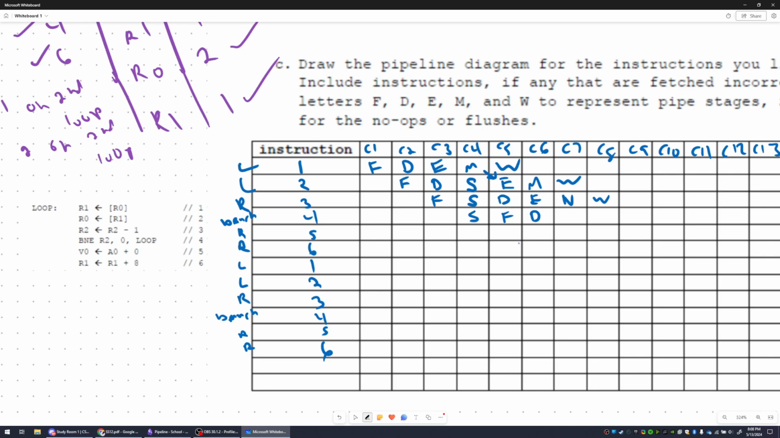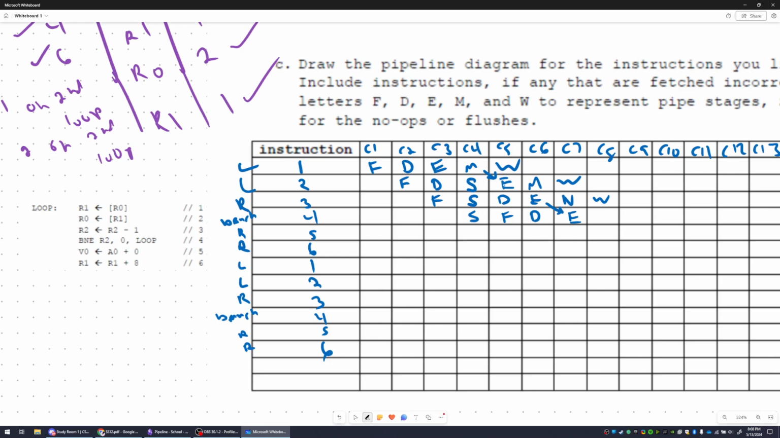Normally you would have to wait for write back, but because of data forwarding, you can forward this data, and you can do the exec stage for instruction four right away.